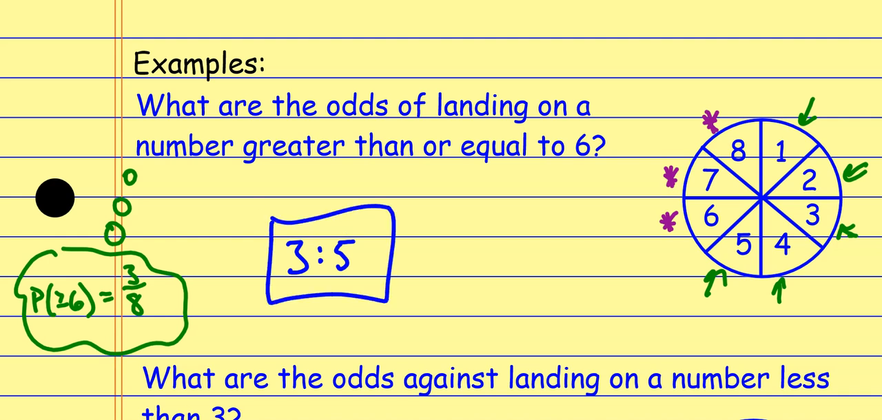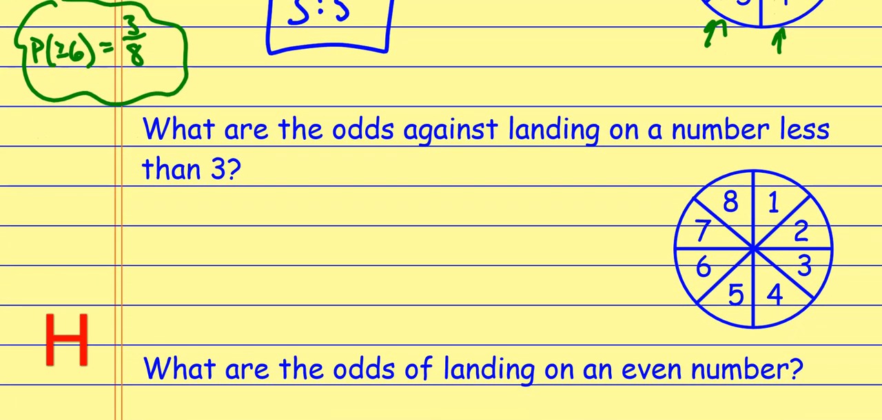All right, using a similar example. So we've got our spinner all set up again. What are the odds against landing on a number less than 3? So numbers that are less than 3 would be the 2 and the 1. Okay, so the odds of landing on a number less than 3 would be 2 to 6, because there's 2 ways I can get what I want and 6 ways that I could get something other than what I want. But this says odds against, so I list the unfavorable first. So I just list it as 6 to 2 instead. Okay, so odds of landing on a number less than 3 would be 2 to 6. Odds against that would be 6 to 2. I just flip it around.